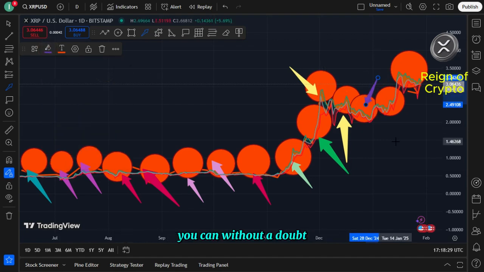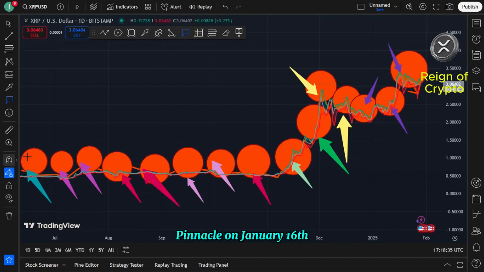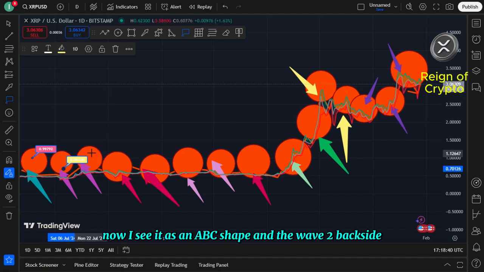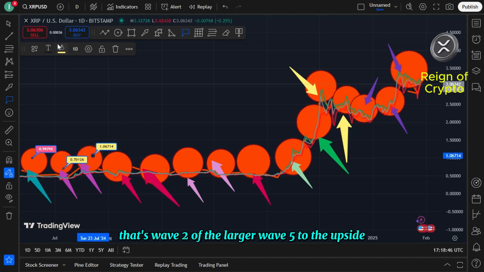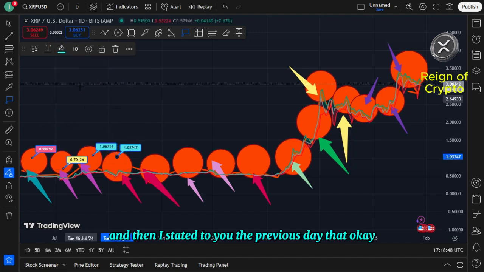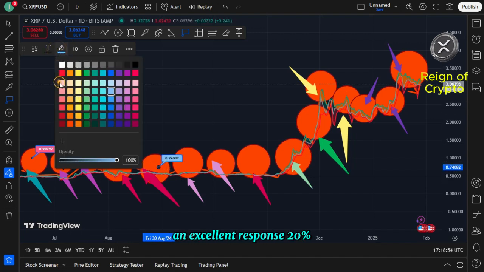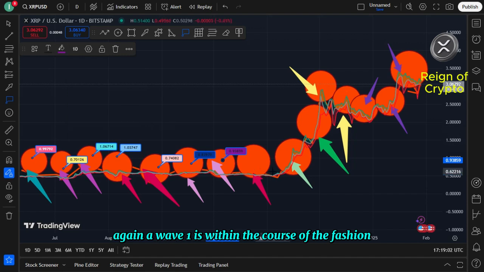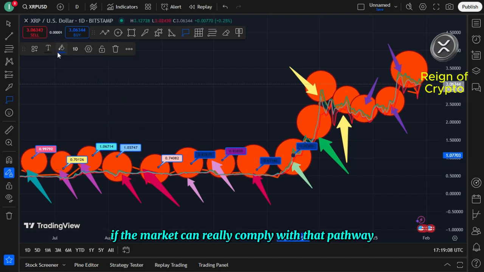Now, if we zoom in a bit, you can clearly see that we've seen some kind of a price top on the 16th of January, and this is seen as some kind of a pullback. Now, I see it as an ABC shape, and the wave 2 bottom, that's wave 2 of the larger wave 5 to the upside. And then I said to you yesterday that, okay, we have a first reaction to the support area, a good reaction, 20%. The price moved up 20% to the top here, which I've labeled wave 1. Again, a wave 1 is in the direction of the trend, so we are waiting to see if the market can really follow that pathway.